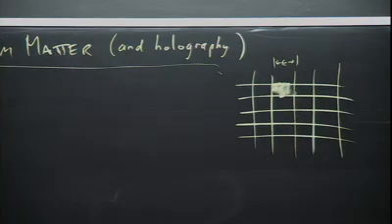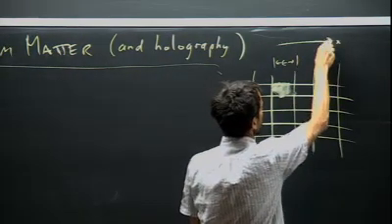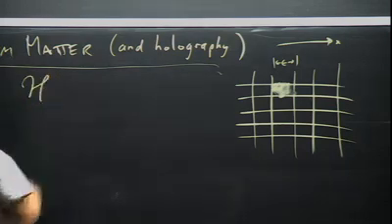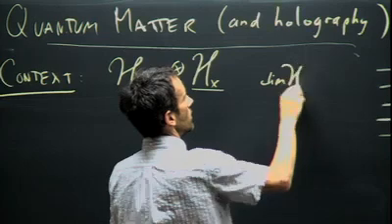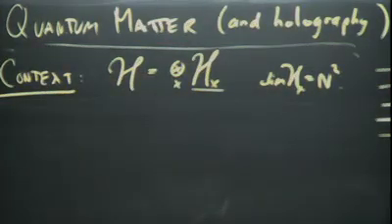And they have some location. So this is some direction x. And there's some set of quantum degrees of freedom associated to each patch of space. So here I'm telling you that the Hilbert space, calligraphic H, is a tensor product over these patches of space labeled x of some Hilbert space associated to each patch of space, which I'll call h sub x. It's finite dimensional. I will call the dimension of this local Hilbert space N squared for reasons that you'll see in a minute.